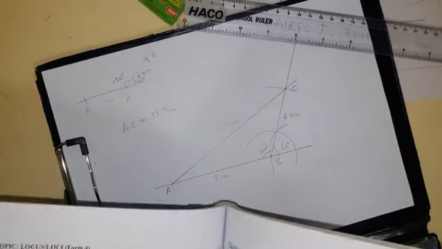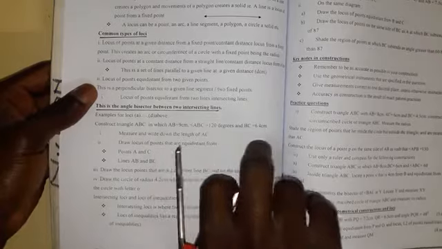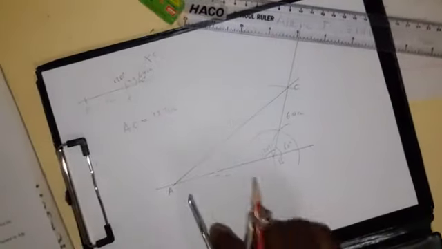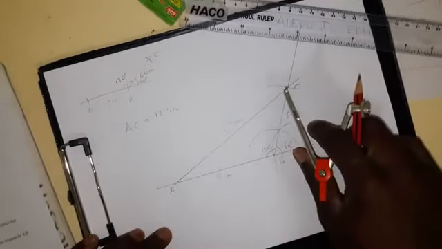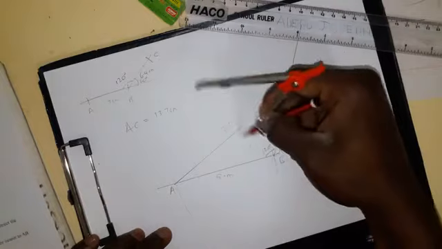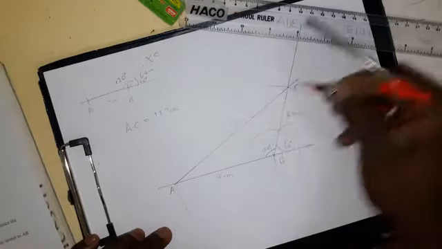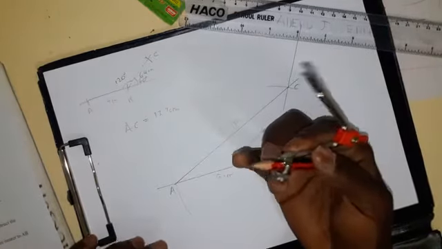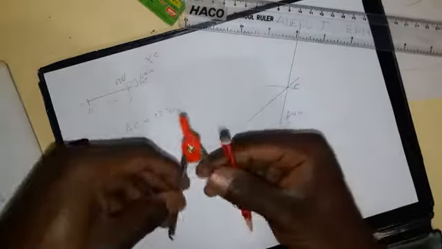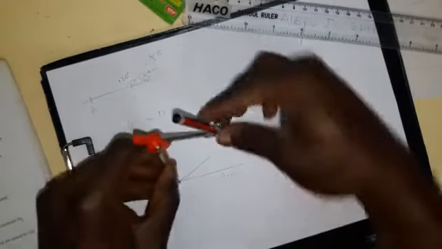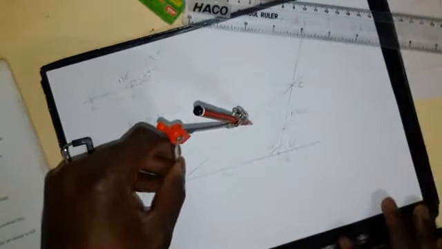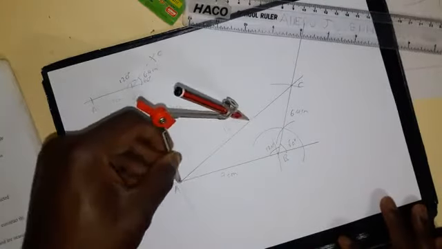Next, we are told to draw the locus of points that are equidistant from points A and C. So points A and C, what does that mean? There's a locus between this line that will be equidistant. That simply means we draw what? A perpendicular bisector. So we'll have our pair of compasses.